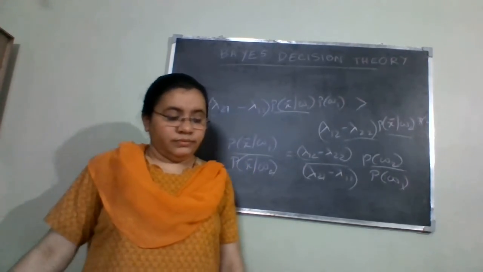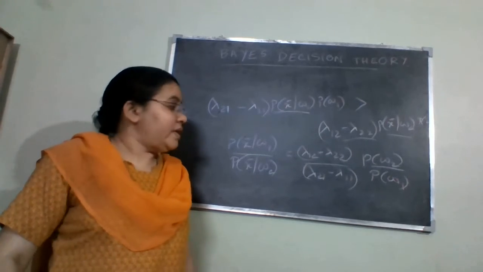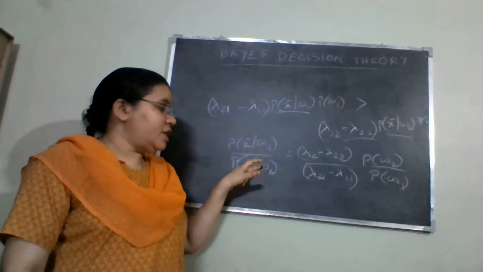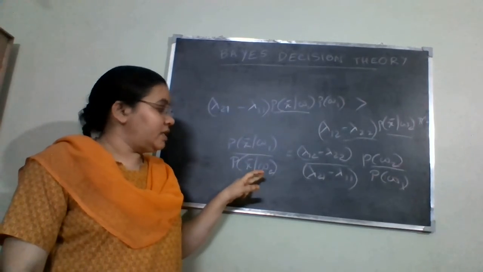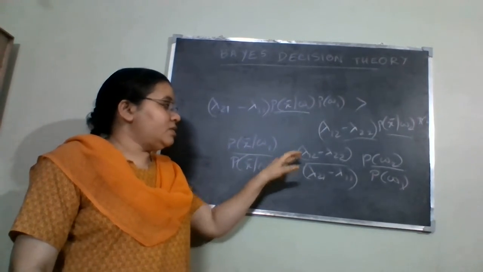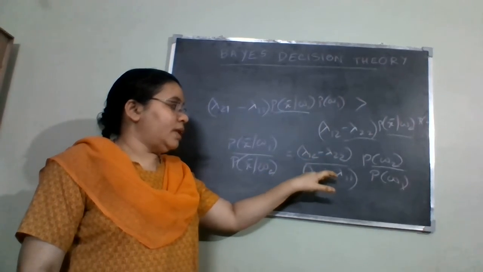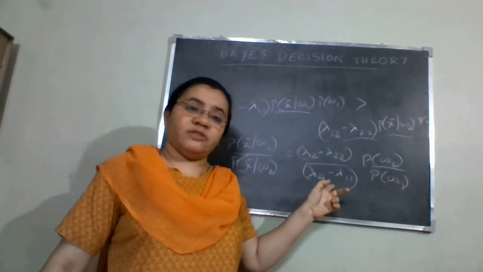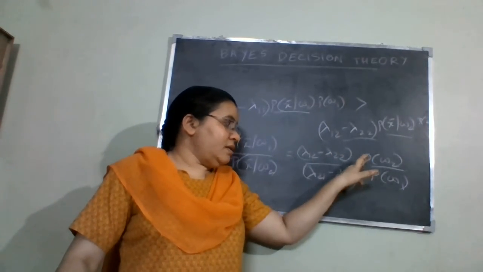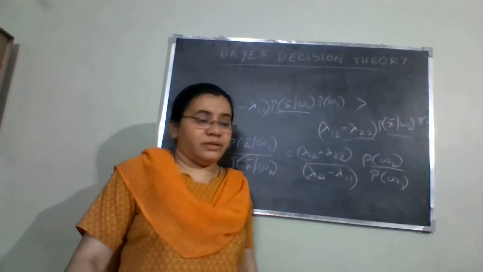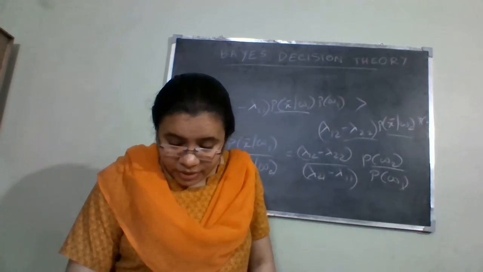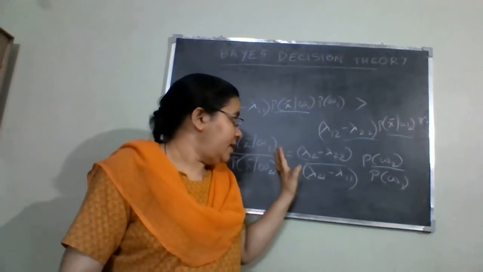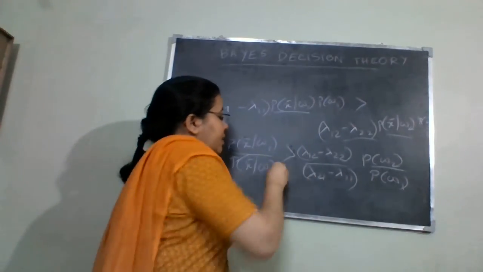Just look. It is very clearly given over here, p(x bar given omega 1) by p(x bar given omega 2). That is the ratio of likelihoods, or state conditional probability densities, that is greater than lambda 12 minus lambda 22 over lambda 21 minus lambda 11, that is the subtraction of the loss functions. These two terms are already explained, they are positive terms. And then the ratio of priors. So this form of decision rule focuses the x dependency in the left hand side. Sorry, this is a greater than sign.